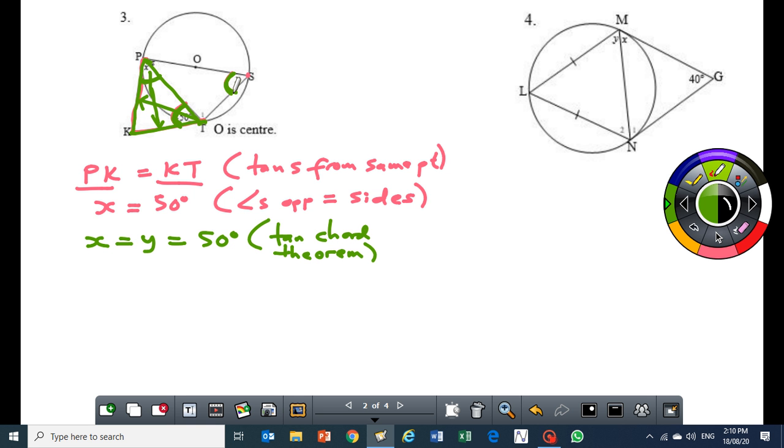So let's find Z. Now, Z is easy to find. Z is this angle. So, to find Z, I'll say in triangle PST, angle Z plus, in fact, let me write this first.